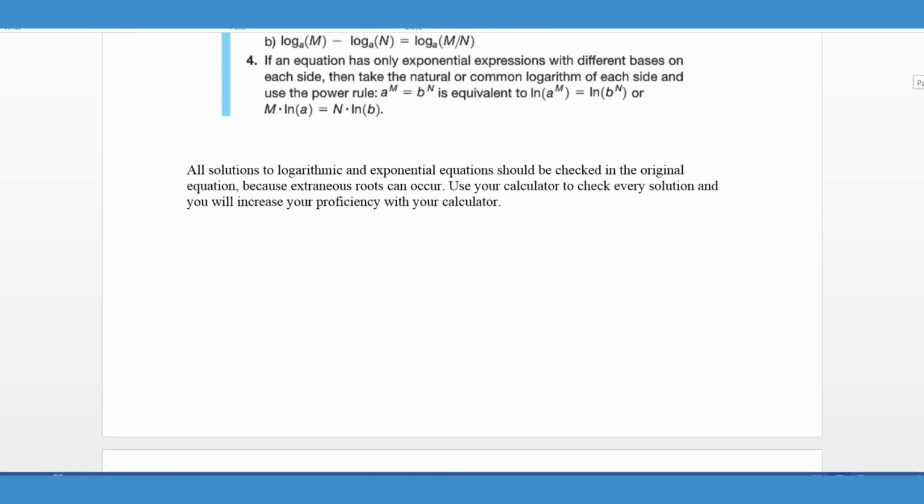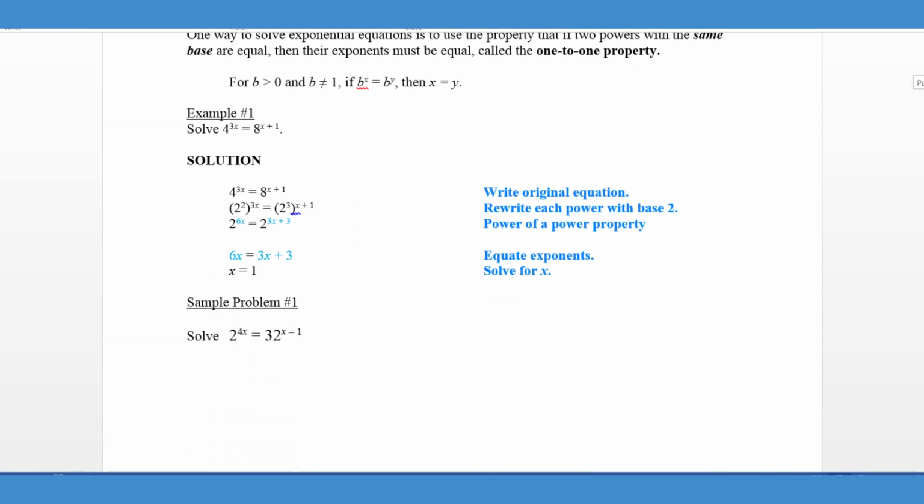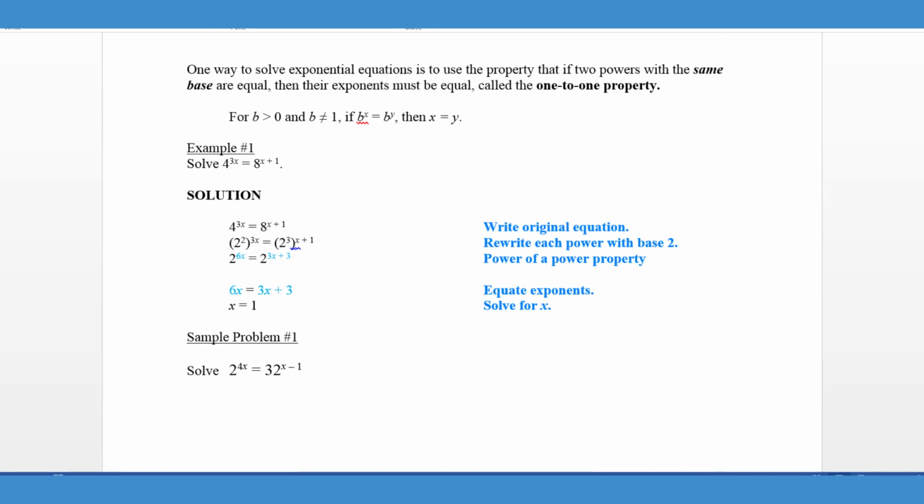So let's take a look at a couple problems here. We're going to start with exponent on each side. So basically we have an exponential equaling an exponential here. What we want to do is create a situation where they have the same base, if they don't already have the same base. And when we do this, we're going to use something called the one-to-one property.